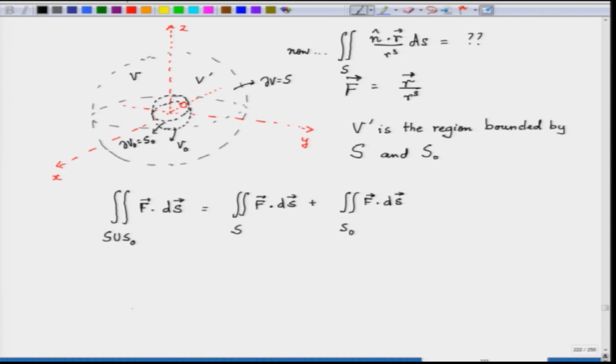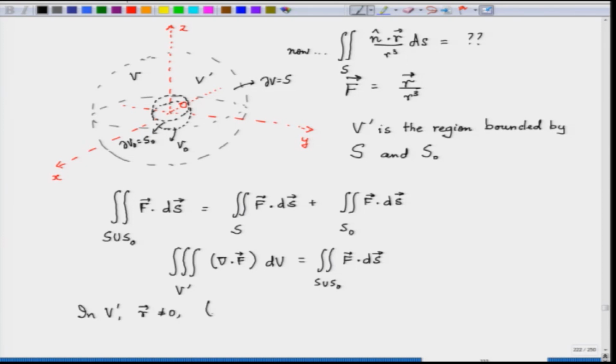But by this definition, we also know by Gauss divergence theorem, for V dash, which is a region bounded by this volume, the integral of del dot f dv, and in this region there is no x y z with all coordinates 0, r is not 0 here, is the same as the integral over S union S naught of f dot ds. So, what we know is that because in V dash the vector r is not equal to 0, del dot f, that is del of r vector by r cube, is equal to 0 in V dash.